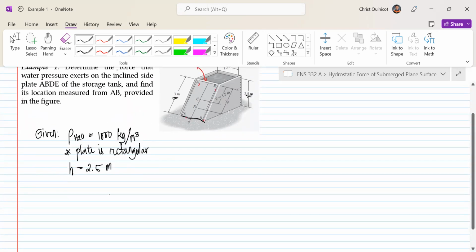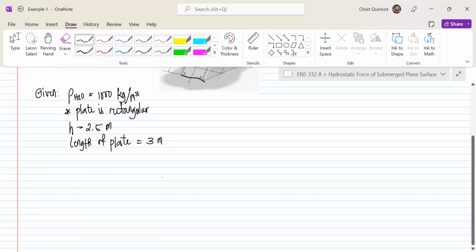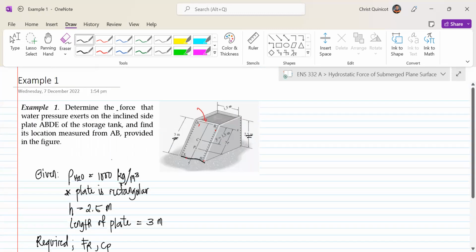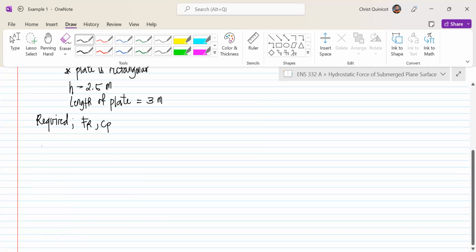But of course, the entire length of our rectangular plate, length of plate, is equal to 3 meters. So we write our required: what is required is the resultant and its center of pressure, meaning where it acts, measured from AB.